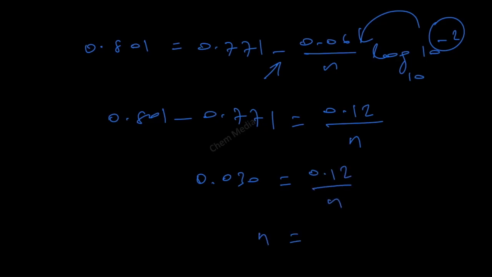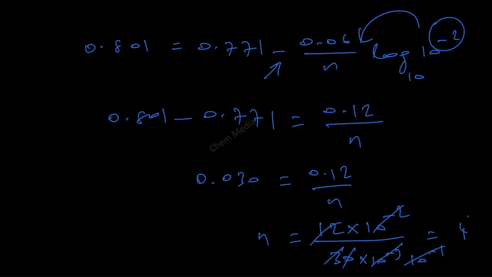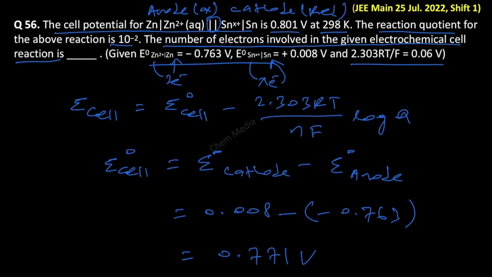Therefore n is equal to 12 times 10 to the power minus 2 divided by 30 times 10 to the power minus 3. We will have 10 to the power minus 1 in the denominator, 10 and 10 we can cancel. So therefore n value is equal to 4. Therefore 4 electrons are involved. Therefore the correct answer here is 4.